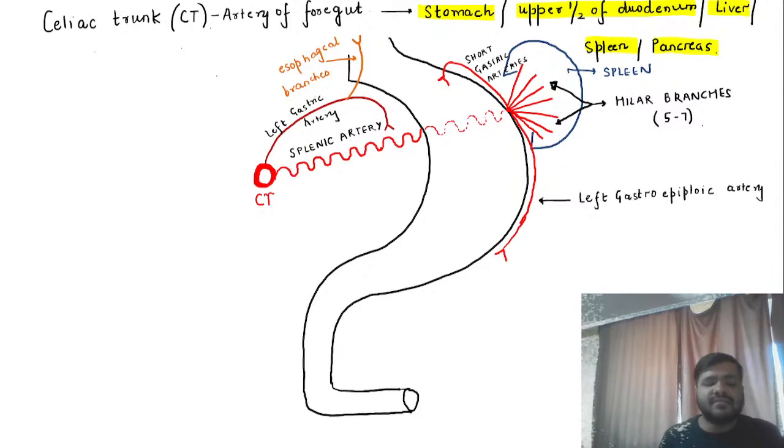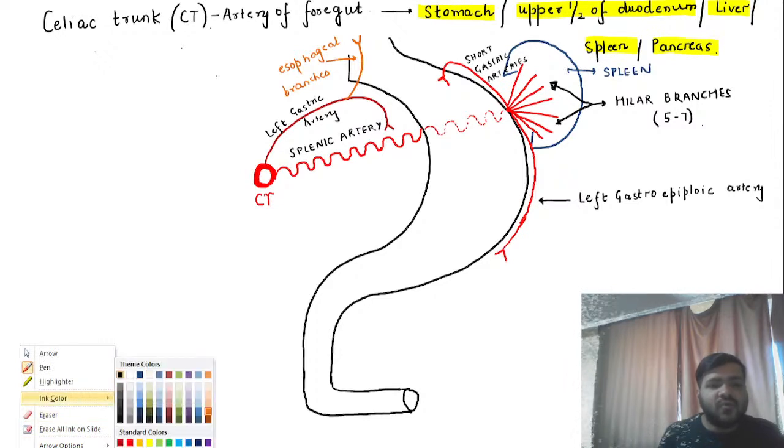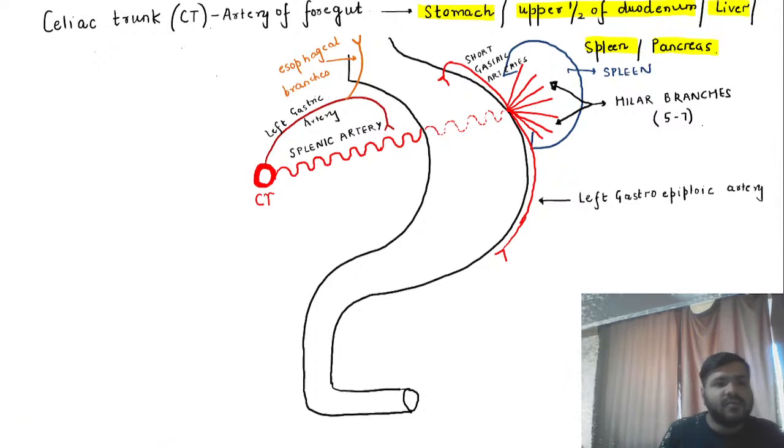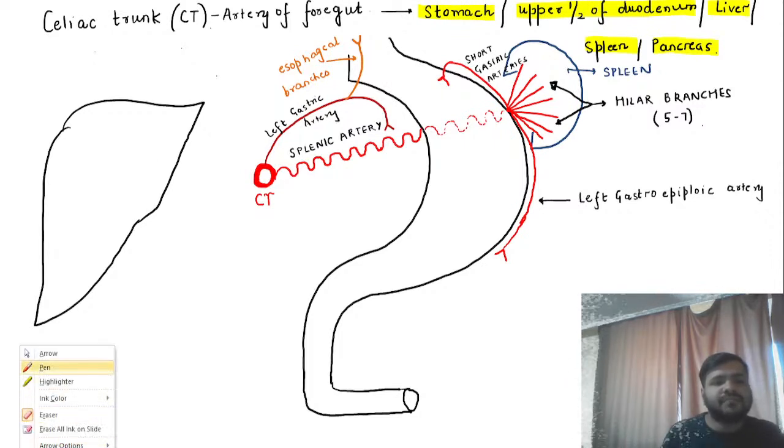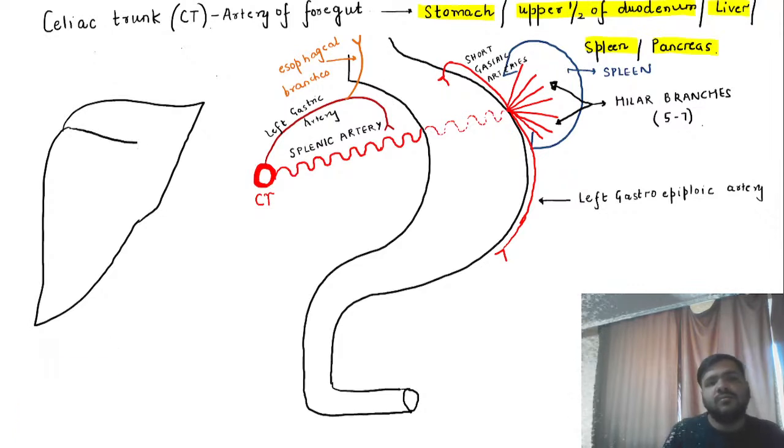So till now we have discussed the two branches over here. Now, to complete my diagram, I will draw one more structure over here, guys, and that is our famous liver. So this is the liver that I have drawn in front of you right now.